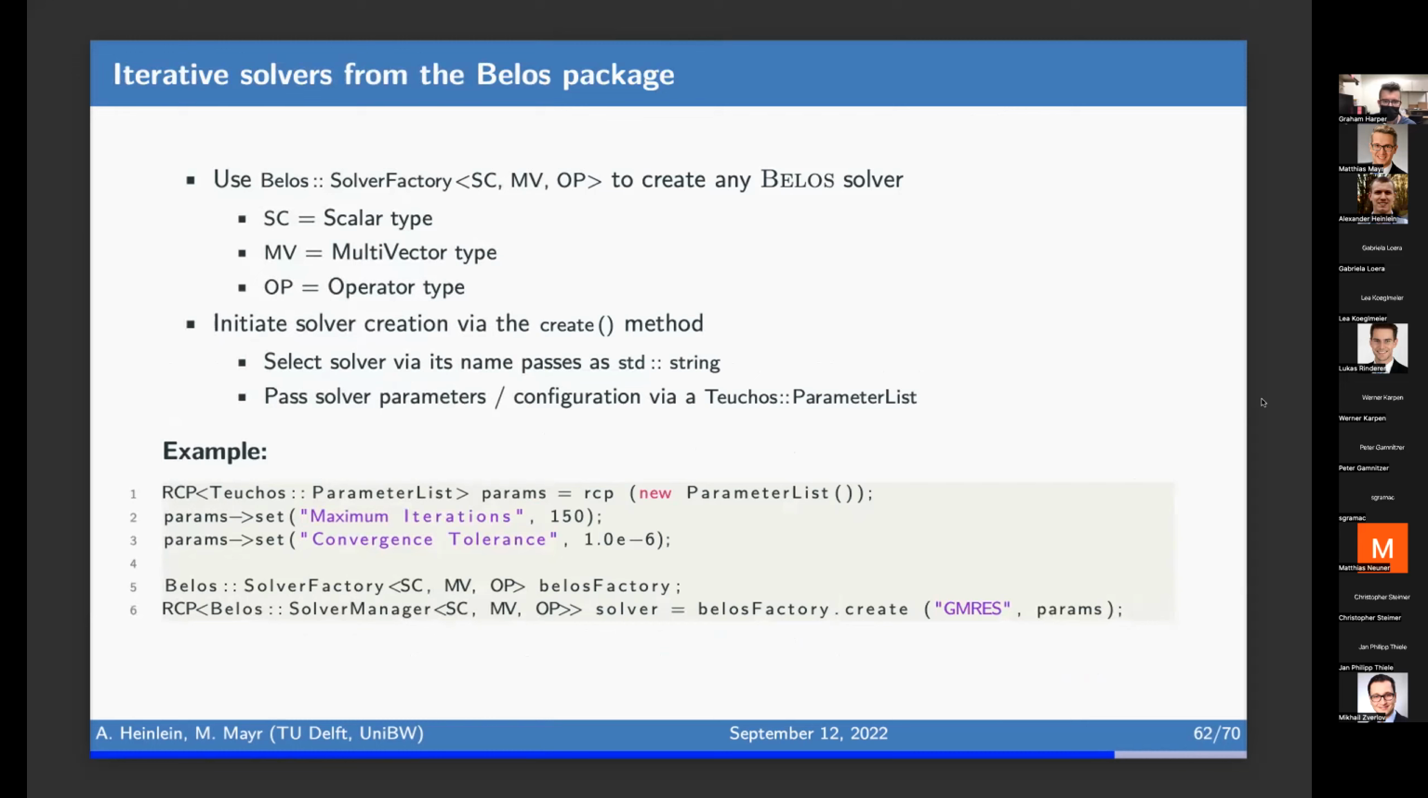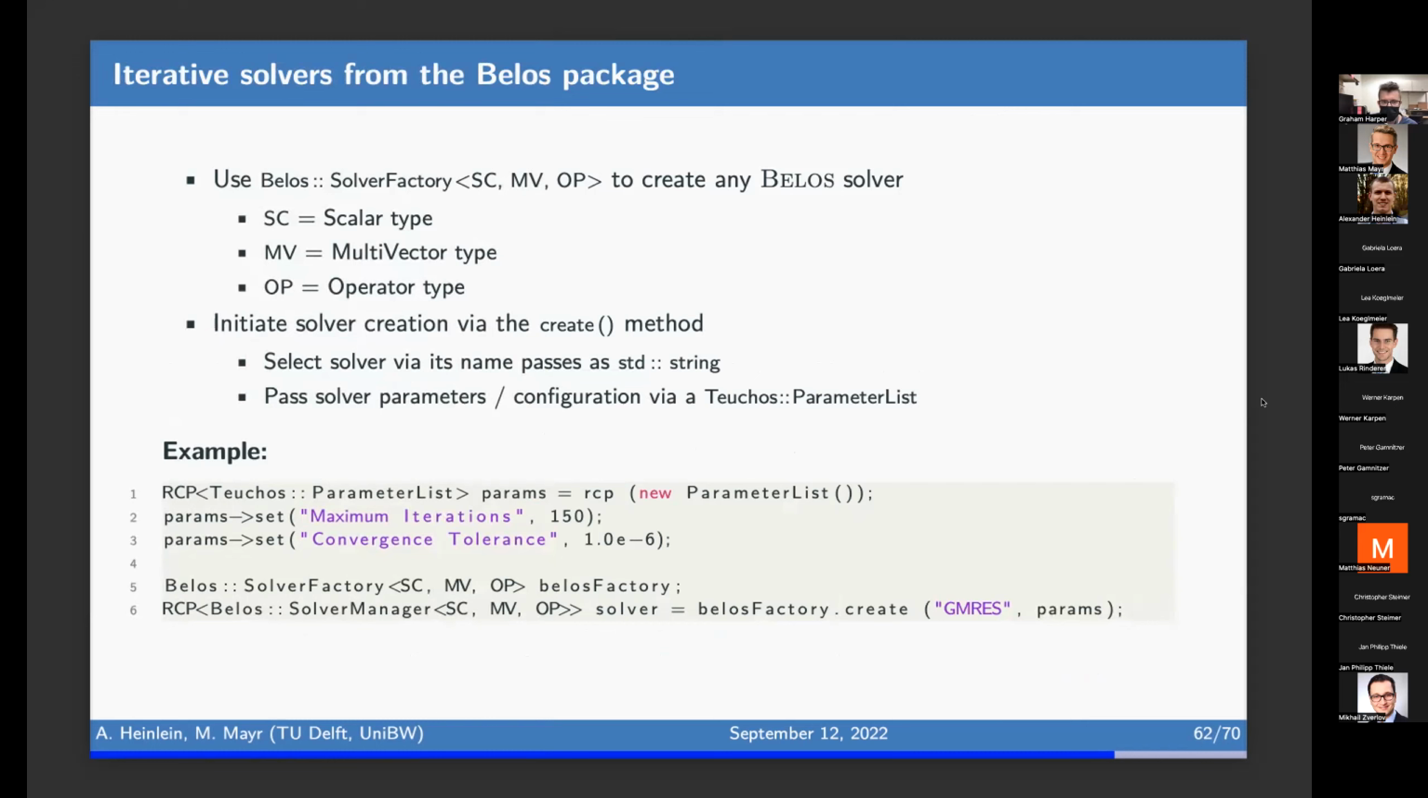You can do this in Belos because Belos is based on the Tpetra stack. And you use something like a Belos solver factory to start things up. When I say SC, MV, and OP, these are template parameters. If you're a C++ wizard, you would know what template arguments are at this point.